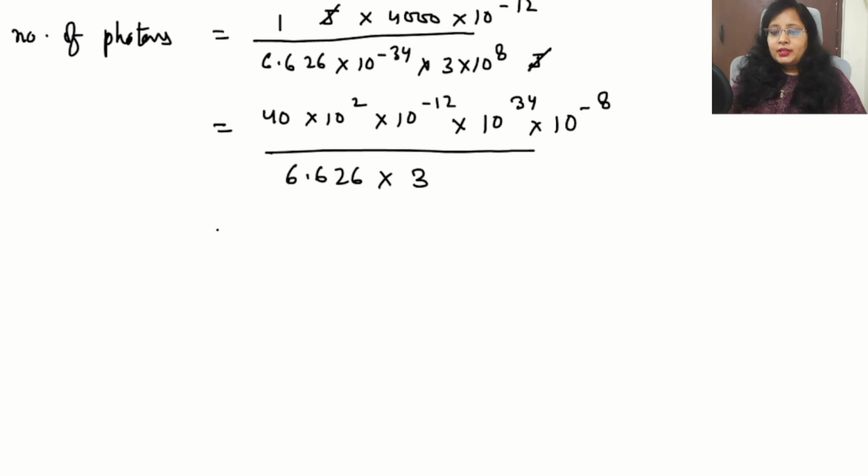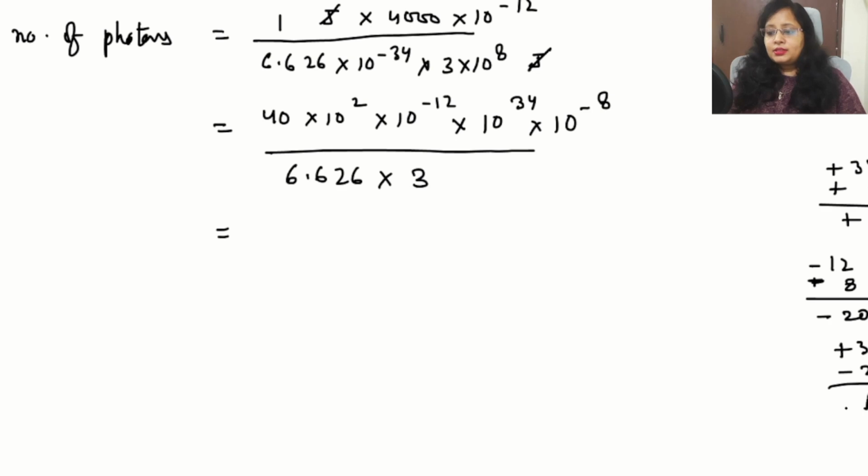Now first of all, adjust the powers. So 34 plus 2, it is plus 36, and minus 12 minus 8, it becomes minus 20. Now 36 minus 20 will give the answer 16. That will be plus. So we can write 40 into 10 to the power 16 divided by 6.626 into 3.